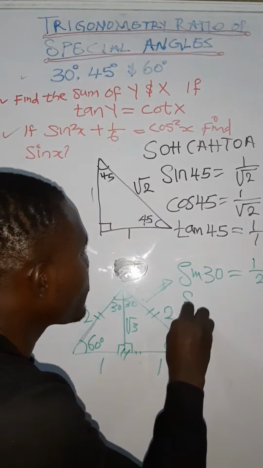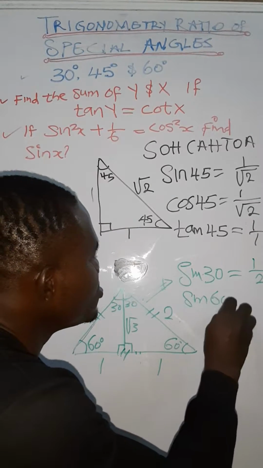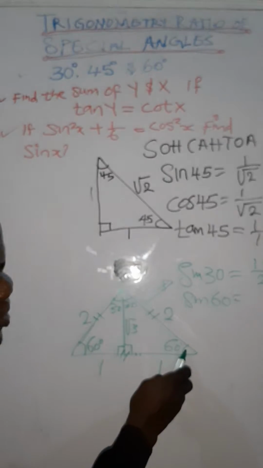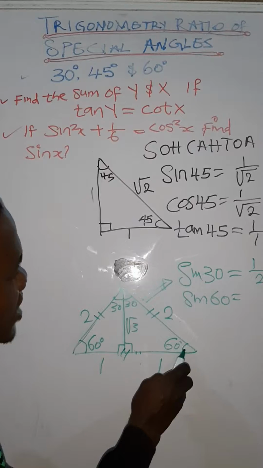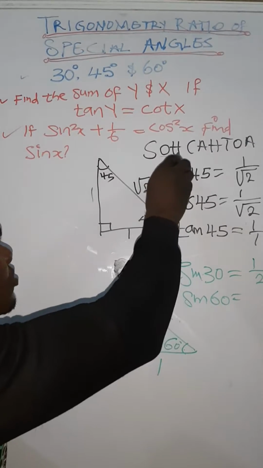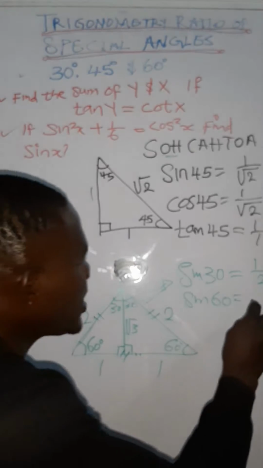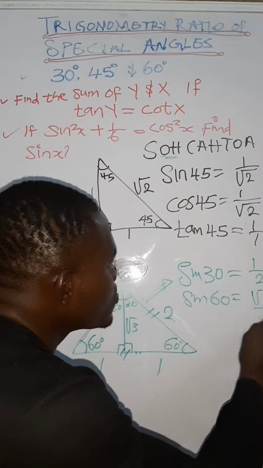So if I am to look for sine 60 degrees, where is 60 degrees in this triangle? You can use this one or this one, you get the same answer. To this angle, looking at this place, opposite over hypotenuse. This is opposite over hypotenuse. That is root 3 over 2.